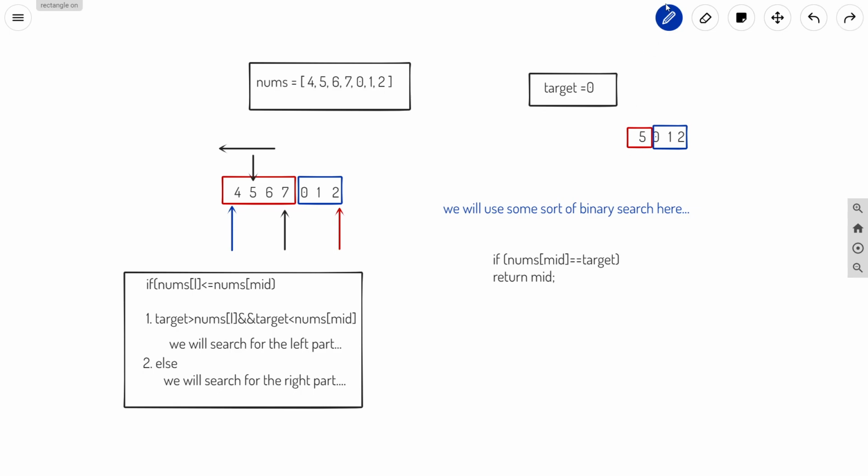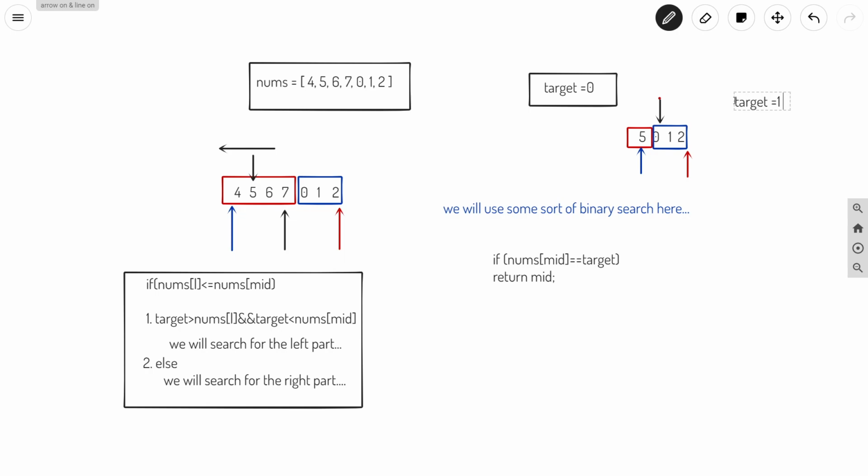Initially this is going to be our L, and this is our R. For this, the mid will be this, so the number 0 will be at our mid. You can see that the mid is smaller than L. In this case, if we are searching for 1, so the target is nothing but 1.